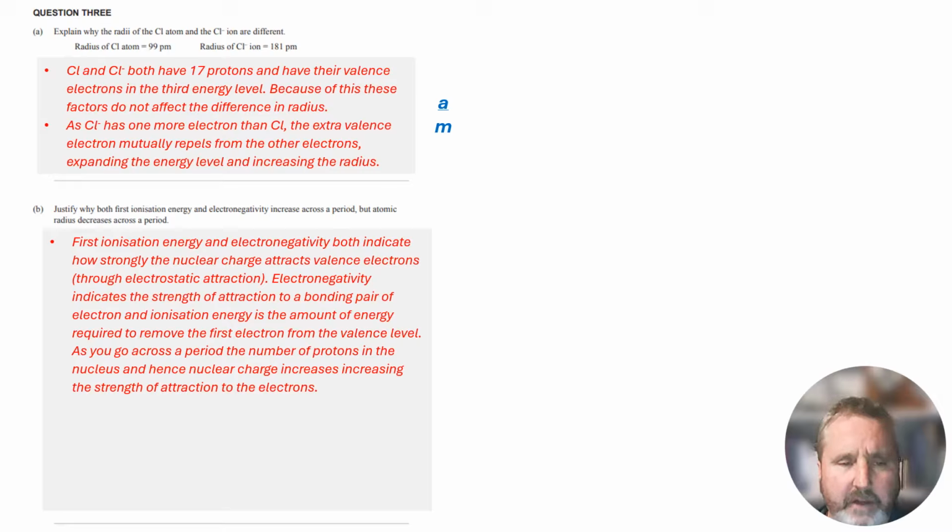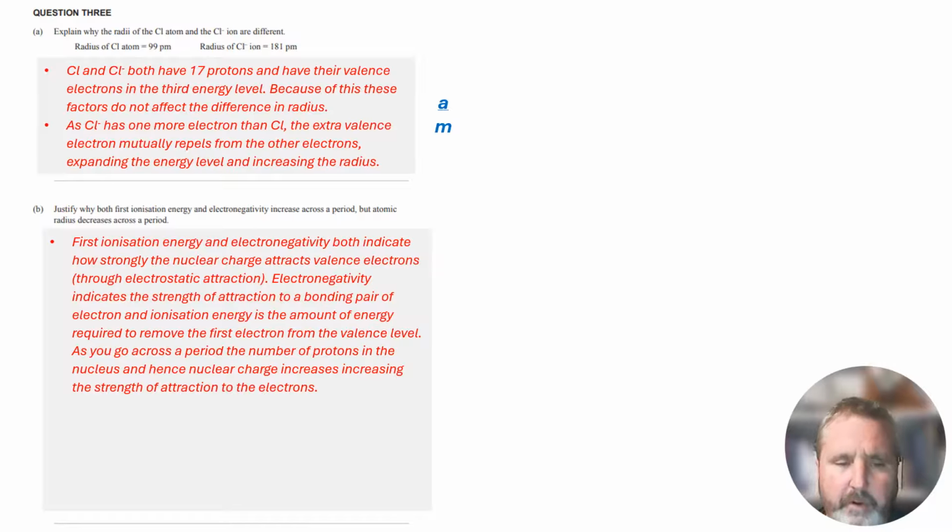So first, ionization and electronegativity both indicate how strongly the nuclear charge attracts valence electrons. Okay, through electrostatic attraction. So I'm just putting some of these key terms, if I'm not using them, in a bracket here just to make sure they're there if they're using them as targets for the marking. Now, electronegativity indicates the strength of attraction to a bonding pair of electrons. Okay, and ionization energy is the amount of energy required to remove the first electron from the valence level.